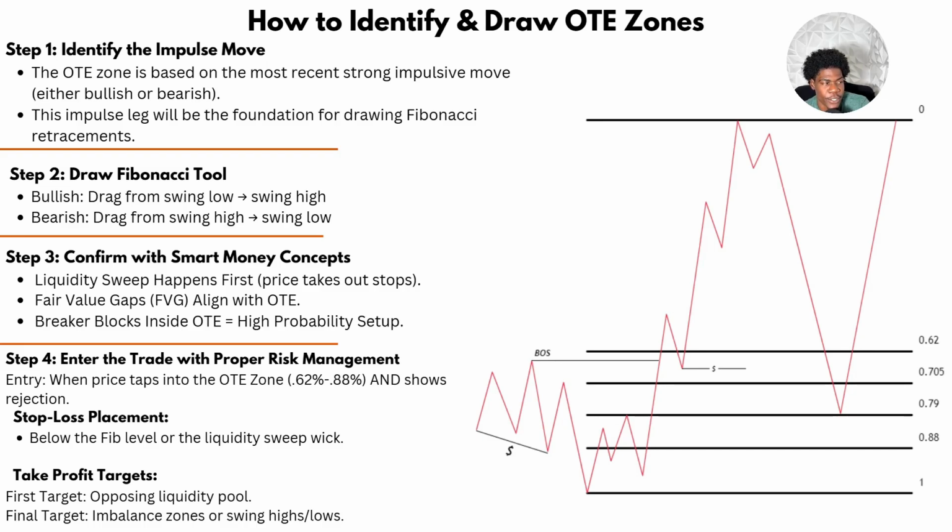Our entry is very simple. When price taps inside of the OTE zone, our 0.62 or the 0.88, we wait and look for rejections. Our stop loss placement is below the fib level or the liquidity sweep wick. In our take profit, our first target is the opposing liquidity pool, and our final target is imbalance zones or swing highs or swing lows.